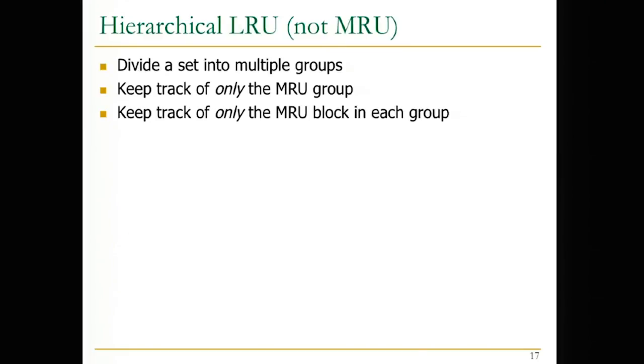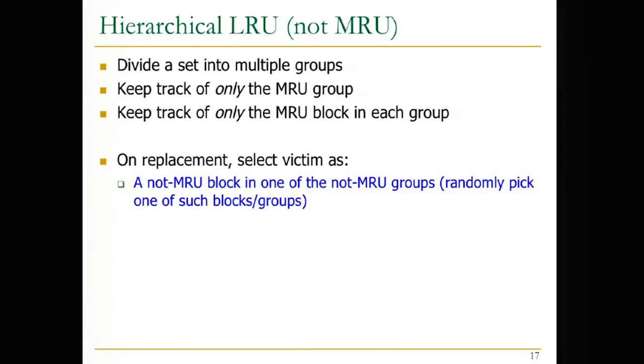Okay, so let's look at hierarchical LRU, or not MRU. Basically, you divide a set into multiple groups, and keep track of only the MRU group and only the MRU block in each group. I'm not going to go into the detail of this, but on replacement, you select the victim as a not-MRU block in one of the not-MRU groups. And you can randomly pick one of such blocks or groups, right? Whenever you make a choice, you have a random choice. As long as you don't pick the MRU one in the group and the MRU group overall, this is saying, okay, it's good. So it's an approximation to least recently used, right? But it's not perfect.